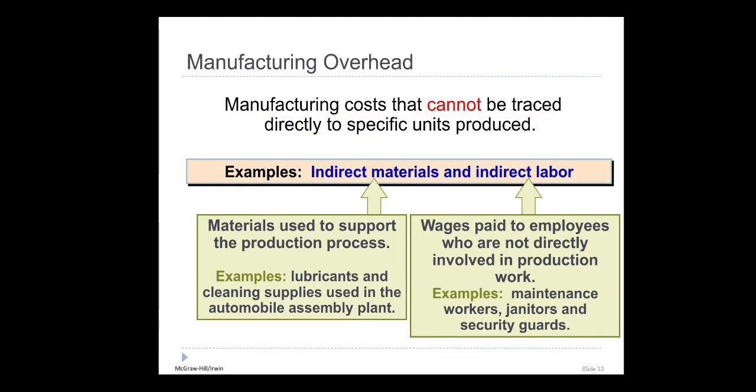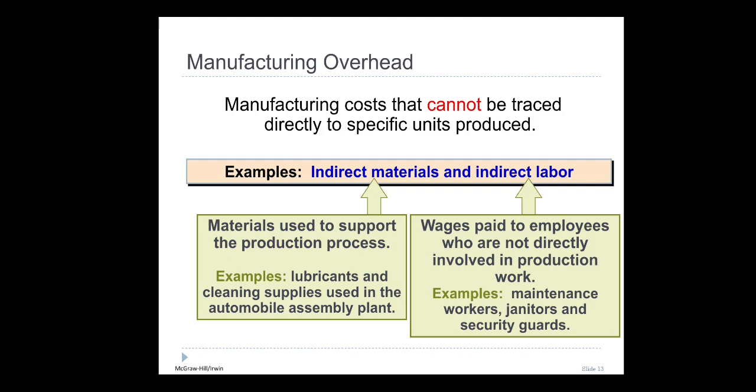Okay, the third type of manufacturing cost is called manufacturing overhead. Manufacturing overhead costs are costs in the production process other than the direct material costs and direct labor costs. Remember this. Manufacturing overhead costs are costs in the manufacturing process other than direct material costs and direct labor costs. So manufacturing overhead costs can be divided into three types.